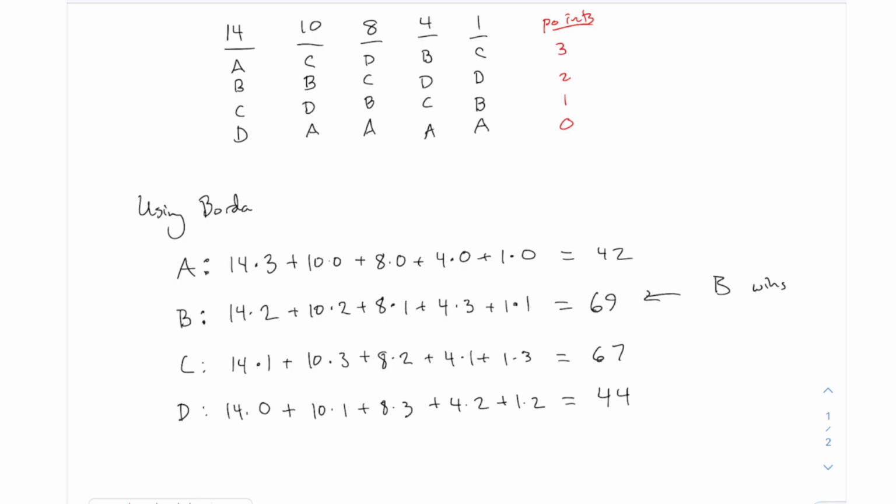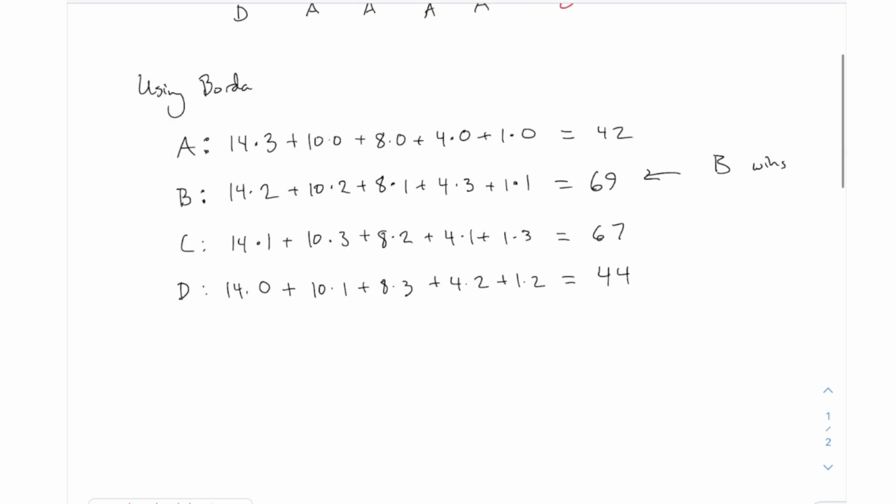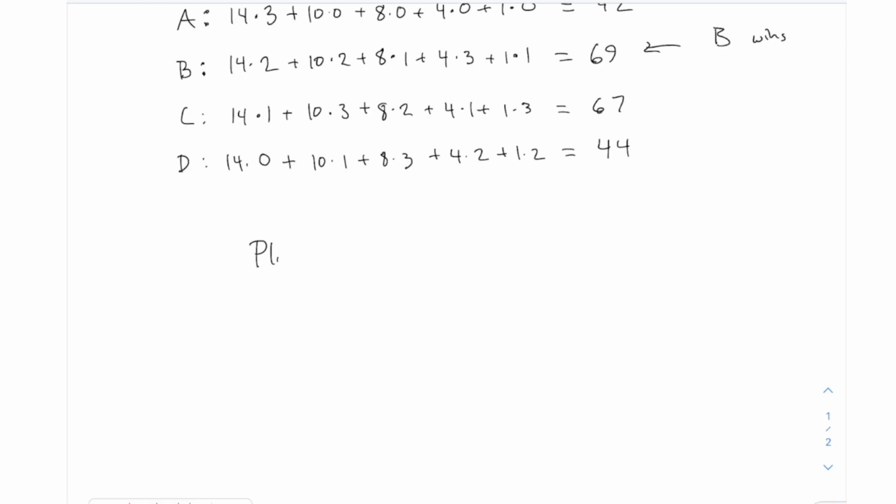I wanted to do one more example. So far, what we've talked about, we have three systems, right? We have plurality. That's the one where you consider only the first position rankings. We also have the Condorcet method. This is where you do a bunch of pairwise comparisons and see who wins all the pairwise comparisons. It's possible there is no winner for the Condorcet method. And then we have the Borda, right?